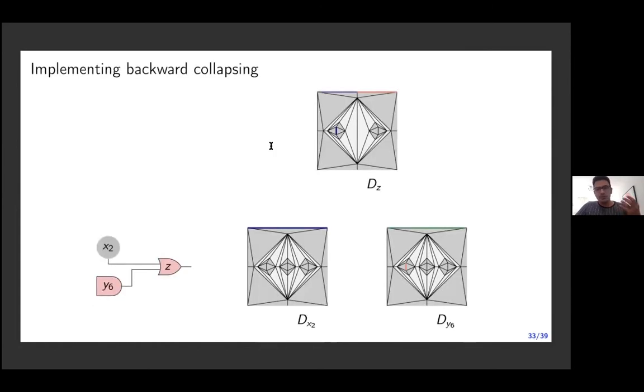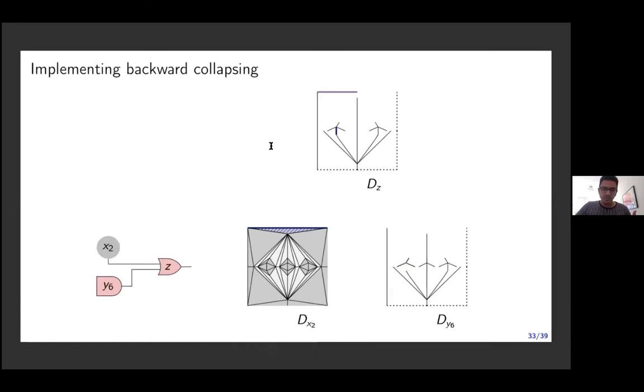And to do that, once you know that your output gate is free or erased, you want to be able to collapse all the gates preceding it. So let's see how to do that. By induction, you can erase away the dunce hat associated to Y6, and then because of that, you can erase away the dunce hat associated to the output gate. But check here that this guy is attached to the free face here, and so this becomes free now. And you can also erase away the dunce hat associated to X2.